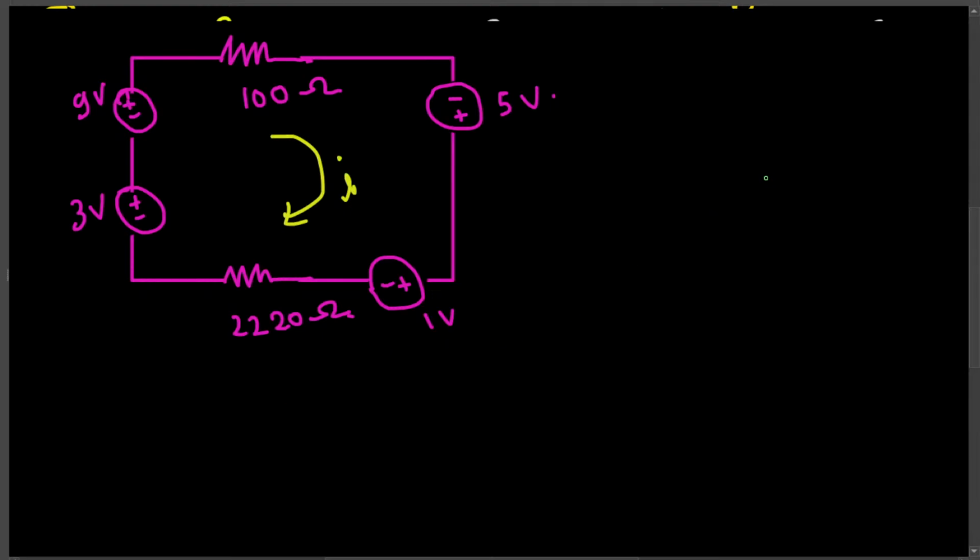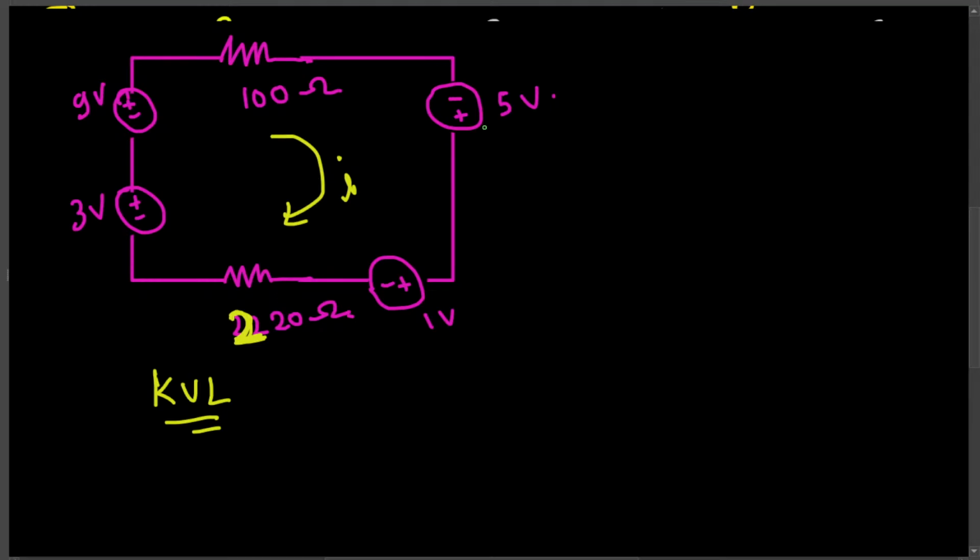Okay, so here actually we can apply Kirchhoff's voltage law to find out the current. Kirchhoff's voltage law says that the addition of all the voltages in a loop is equal to 0. So let's go ahead and add the voltages together.